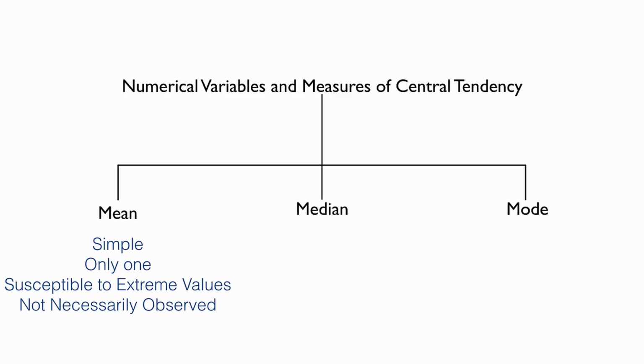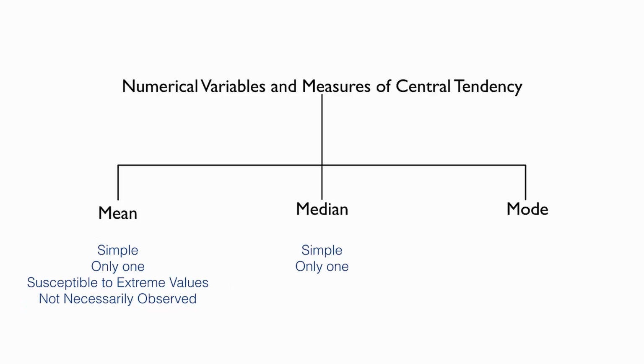even if nobody in the class actually weighs 133 pounds. The median is probably the second most commonly used measure of central tendency. And like the mean, it's computationally simple and relatively straightforward to understand. There can be one and only one median, and its value may also be unobserved in the data. However, unlike the mean, it's relatively resistant to extreme values. In fact, when the median is used as the measure of central tendency, it's often because the person conducting the analysis suspects that extreme values in the data are likely to distort the mean.